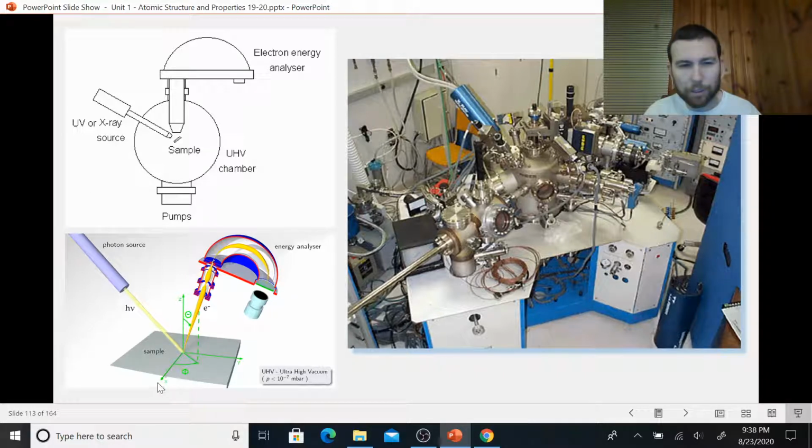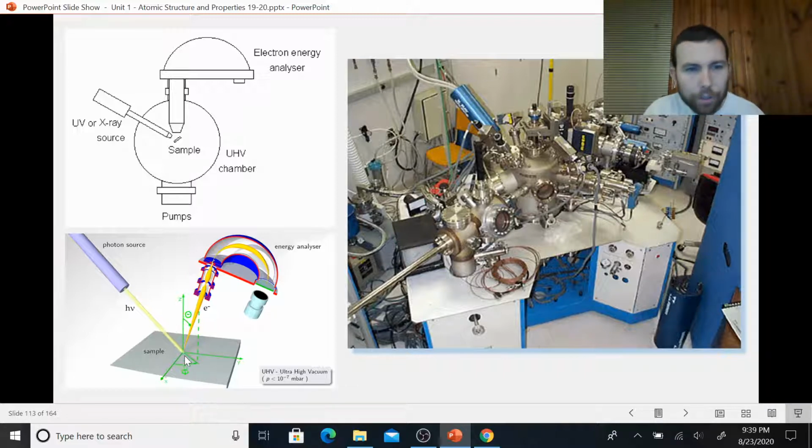I actually like this picture down here, so I'm going to focus on this one. So you've got your photon source. It's going to kick out UV or X-ray light. So you shine your light on it, h nu. You've got your sample, which is going to be placed in a UHV chamber, which means ultra-high vacuum. In that ultra-high vacuum chamber, it's going to allow for the sample to be pure, and it's going to allow for those electrons to move exactly where we need them to.